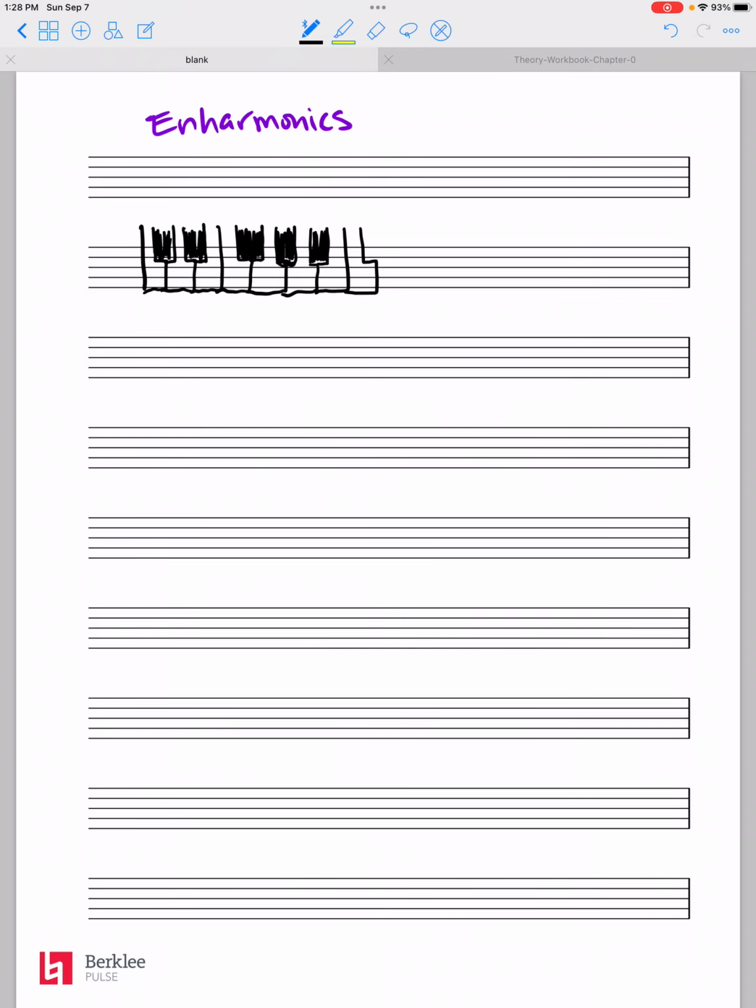Okay, this video will deal with enharmonics, and we'll also go over the notes on a piano keyboard for anyone who needs that information. So first, as you can see, I have drawn a piano keyboard. I know it's terrible, but it will suffice for our purposes. I'm going to label the keys.